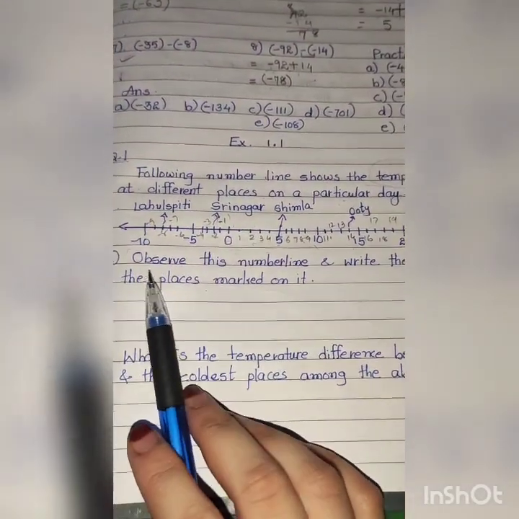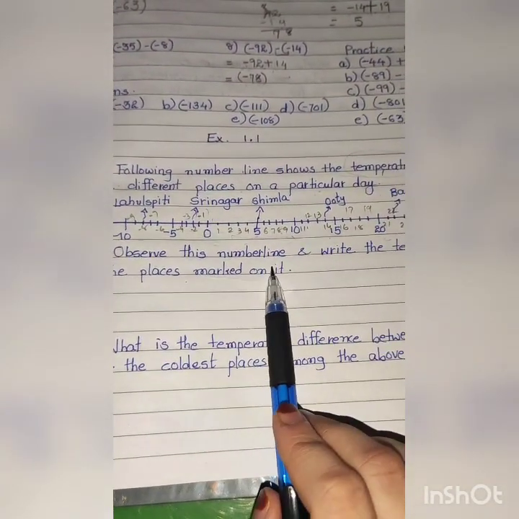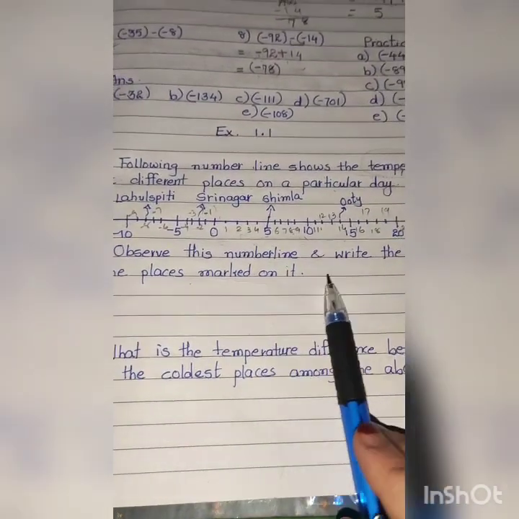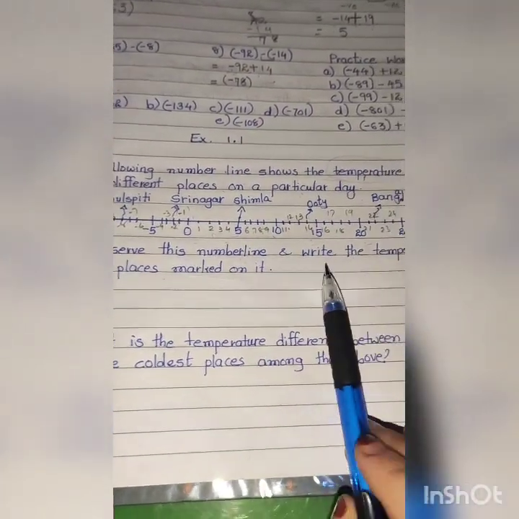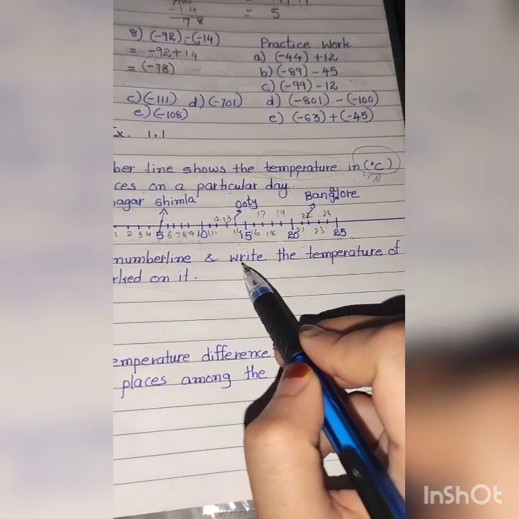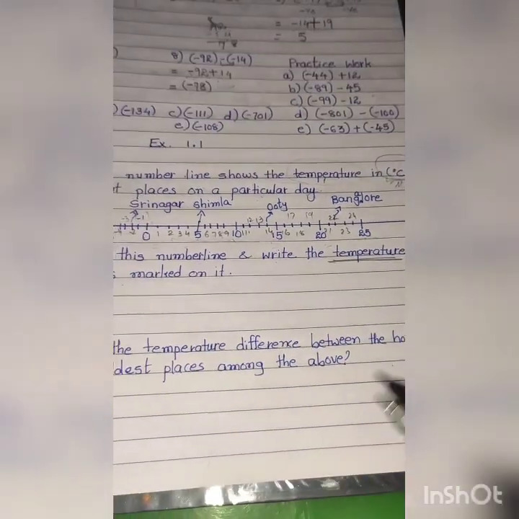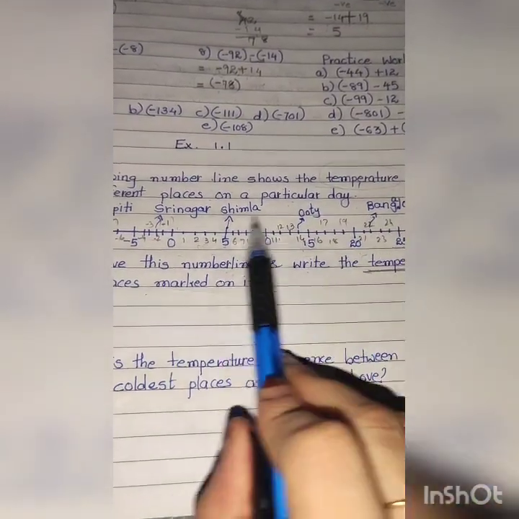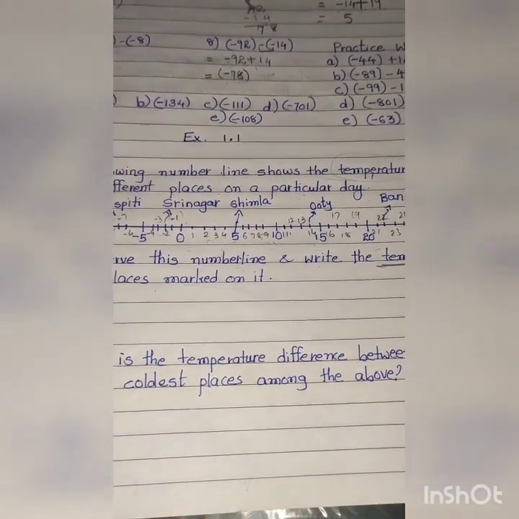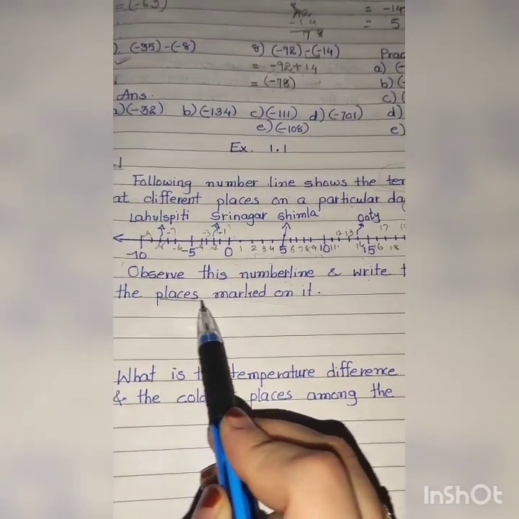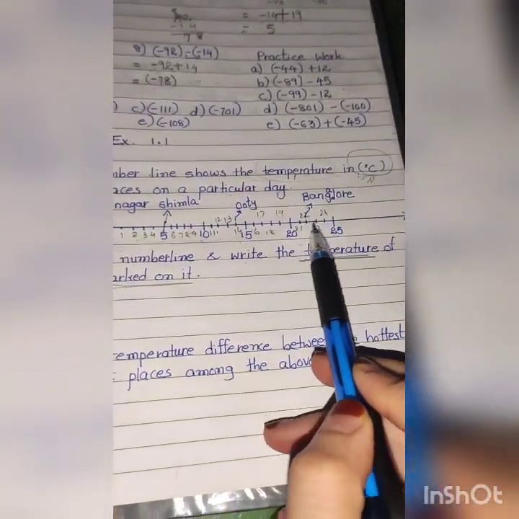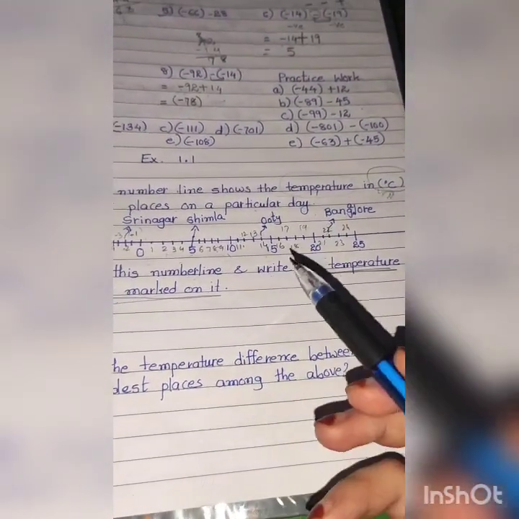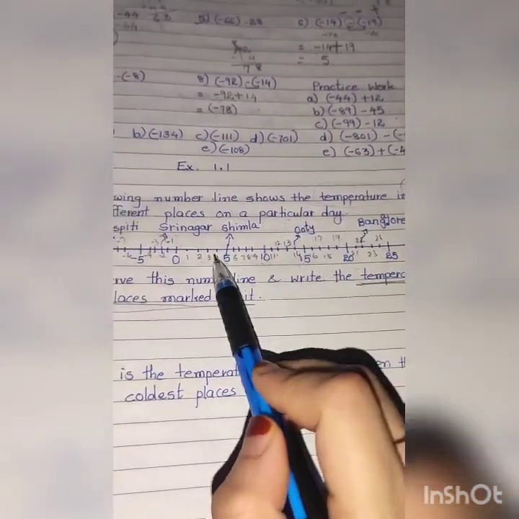Now let's move to the questions which are based on the number line. First, observe this number line, which we have already completed, and write the temperature of the places marked on it. What are they asking? Look at the question. Write the temperature, which means you are going to write down the temperature, and here the temperature is a number. The temperature of the places marked on it. As you can see, there are some marks over here. You have to write down the temperature of these marked cities.